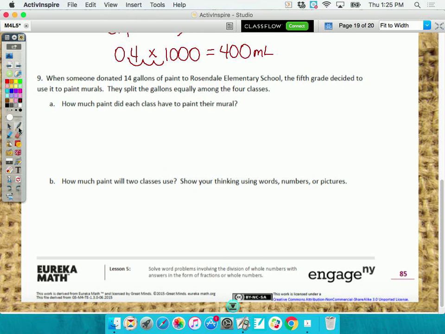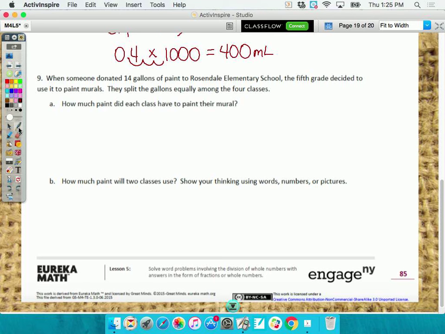When someone donated 14 gallons of paint to Rosendale Elementary School, the 5th grade decided to use it to paint murals. Now, murals are those huge walls that are paintings. Sometimes you see them on the side of buildings. Is it vandalism? It would be vandalism if you didn't have permission. Exactly.